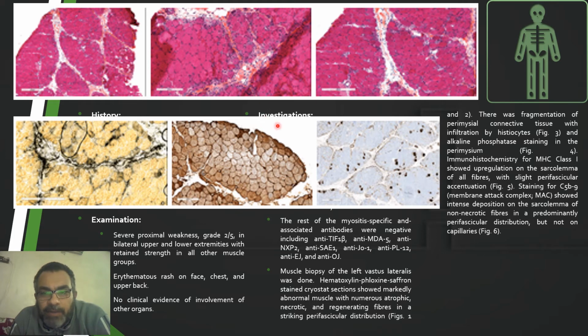There was fragmentation of perimysial connective tissue with infiltration by histiocytes, as we see in figure 3, and alkaline phosphatase staining in the perimysium, as we see in figure 4.